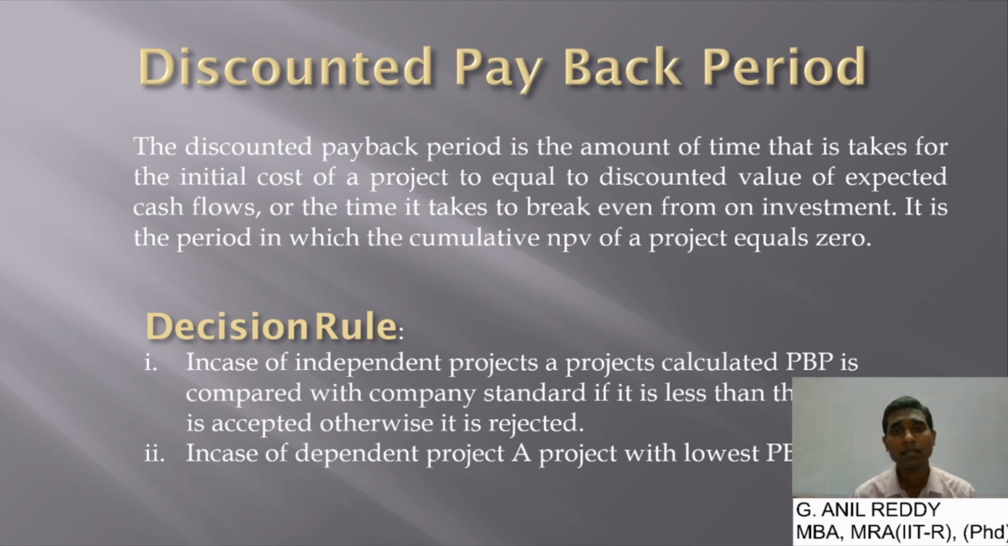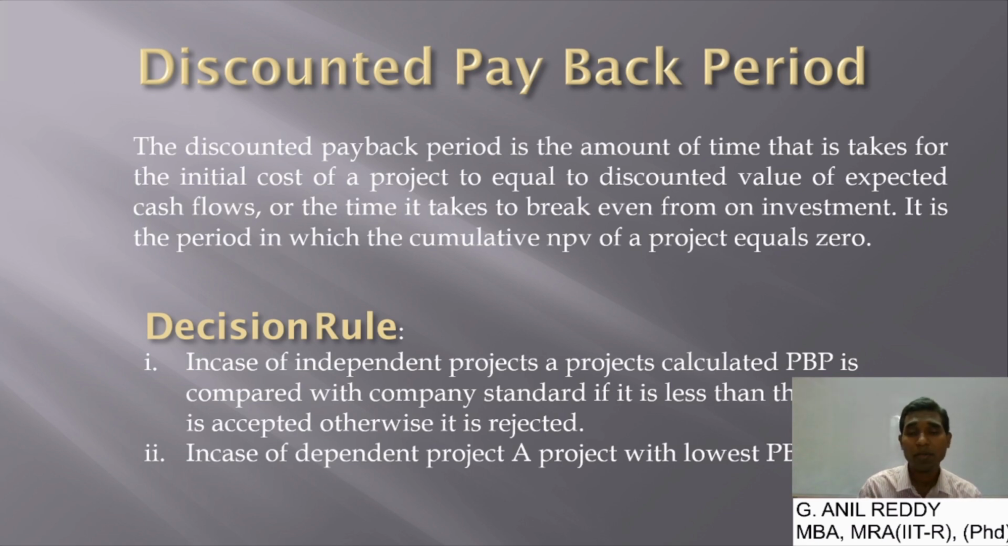Now, for every method we have seen the decision rule. So similarly for discounted payback period also there is a decision rule. Now the decision rule is like this. Let us check out. Now in case of independent projects, a project's calculated PBP is compared with company standard. If it is less than the standard, it is accepted, otherwise it is rejected. See, it is same like the traditional payback period decision rule. So the calculated PBP what you obtain is compared with the company standard.